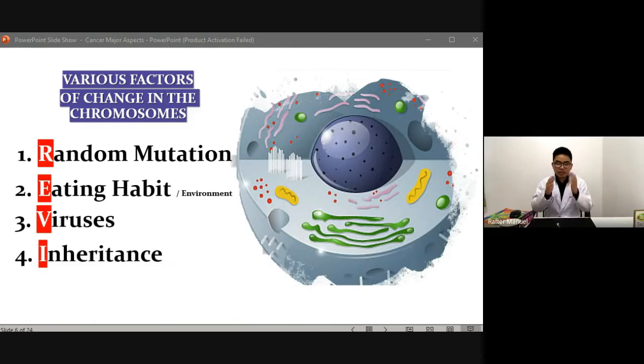So the change has something to do with the DNA. Thus, changing the chromosomal segment of the DNA segment will change the protein production. As it changes the protein production, it further changes the regulation of growth and the killing of the cell, and eventually converts it to cancer cells.